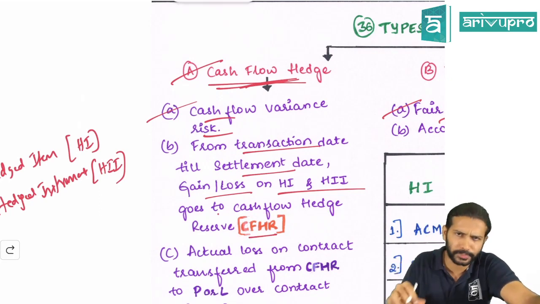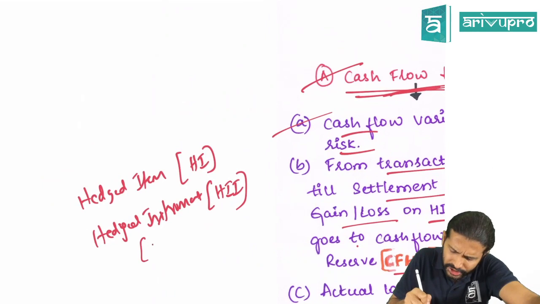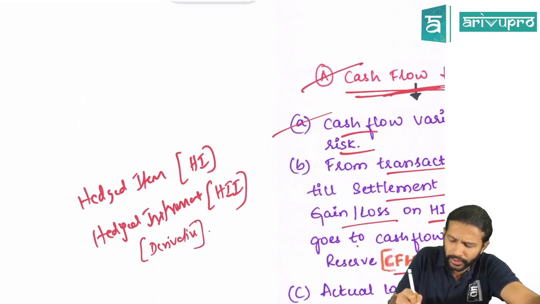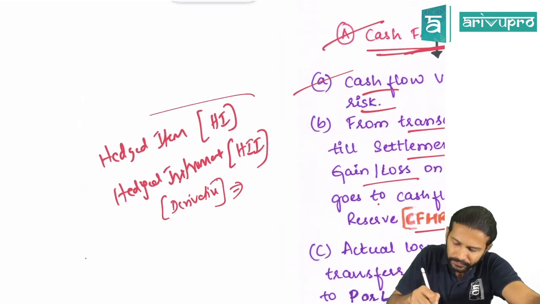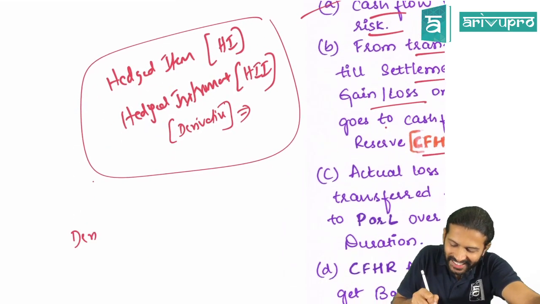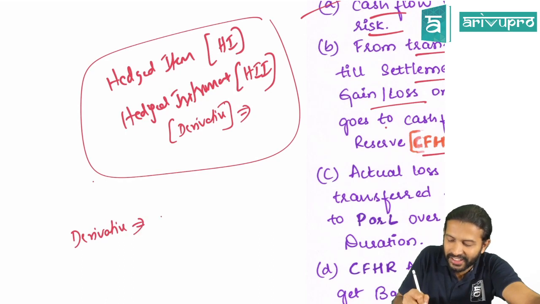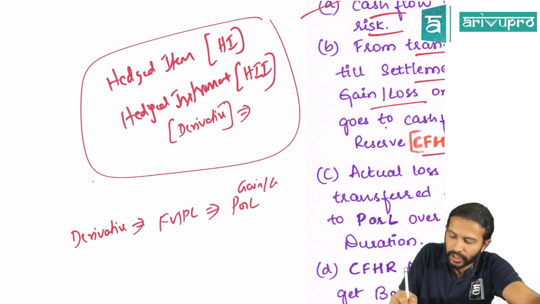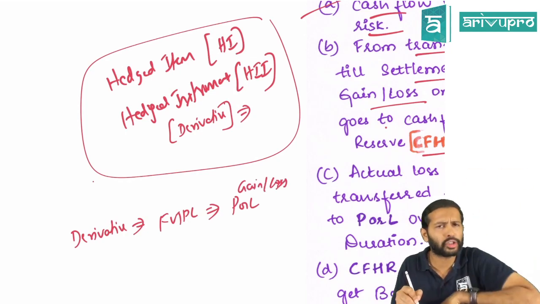Now, why do we do this? Normally, you must have learned hedging instrument is your derivative, right? Derivative is generally valued at what? We know that for derivative we use the FVTPL method. That means any fair value gain or loss should be going off to P&L. As per FVTPL method, any fair value gain or loss should go off to P&L.